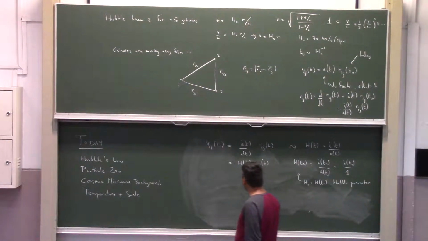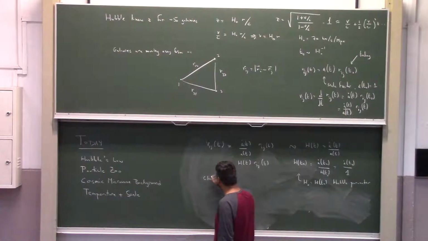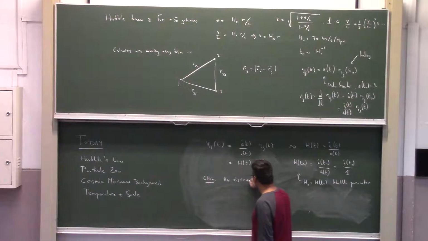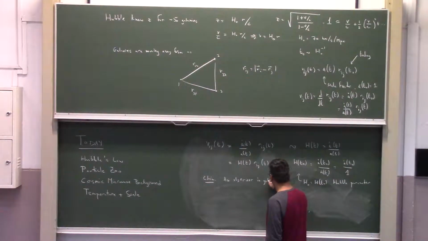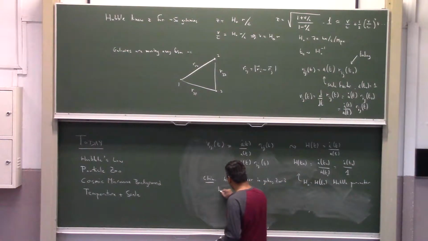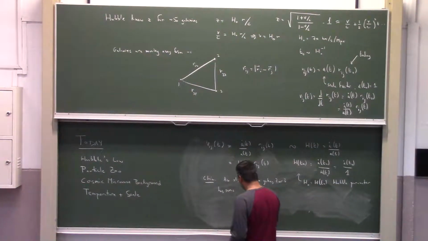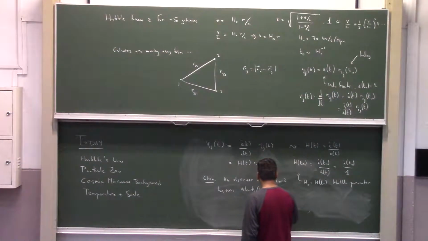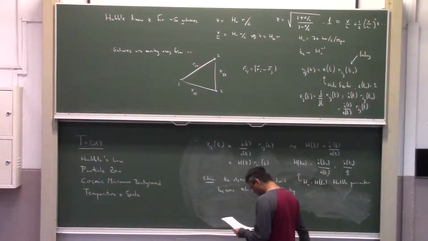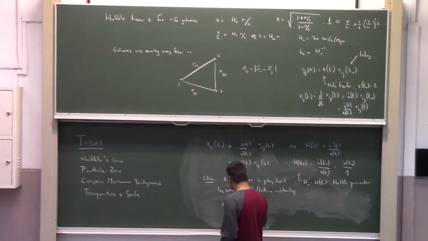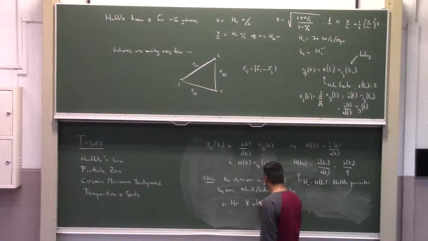Okay. So the claim is that an observer in galaxy 2 or galaxy 3 has the same velocity-distance relationship. So V is H R for any observer, and H is a dot over a.